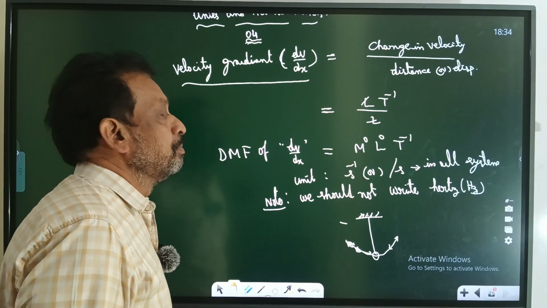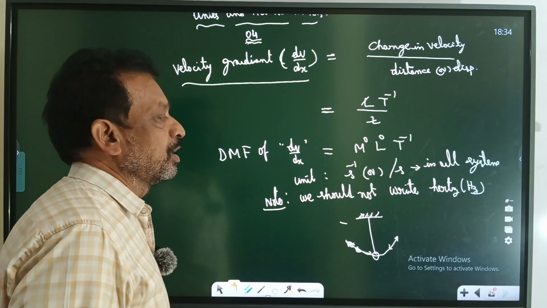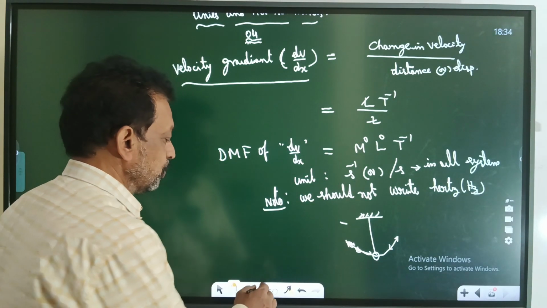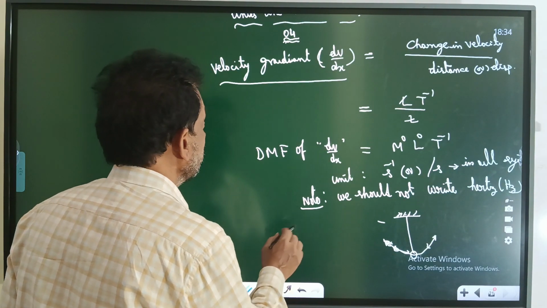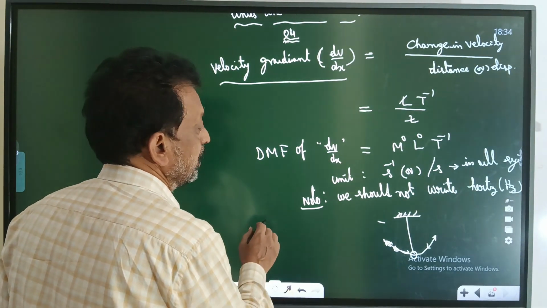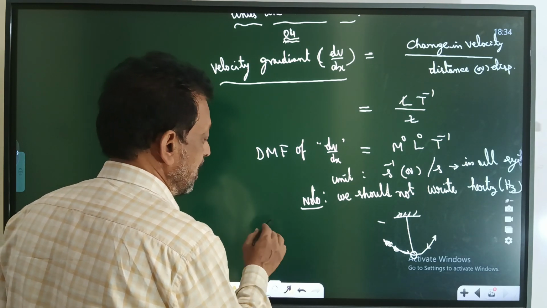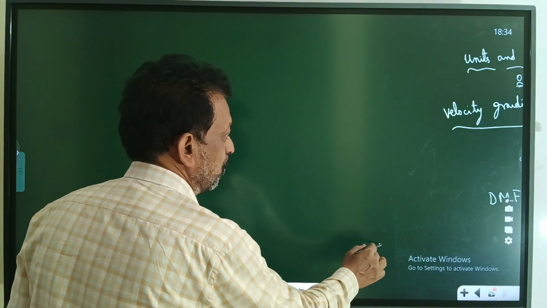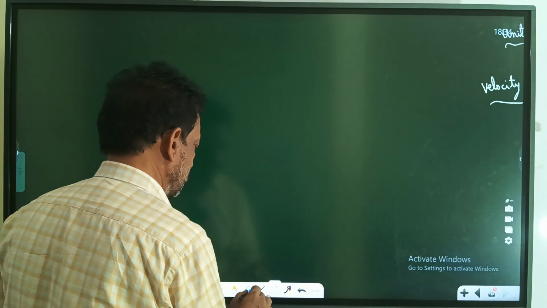But we can write per second or second inverse. The unit, or dimension, is T to the power of minus 1. Right? Now go to the next. Understood? Then the velocity gradient is done. Next, write areal velocity.